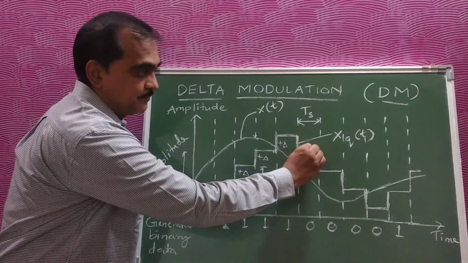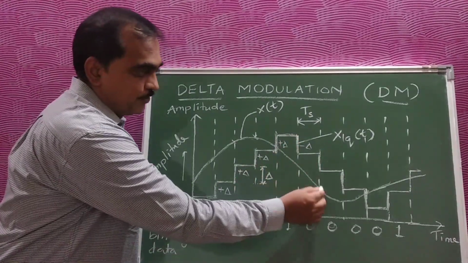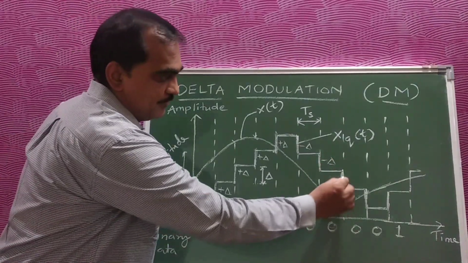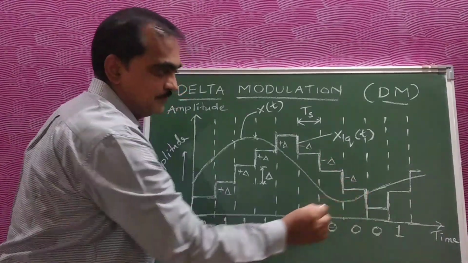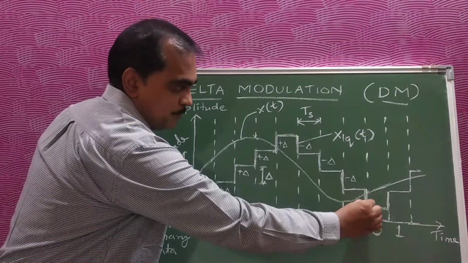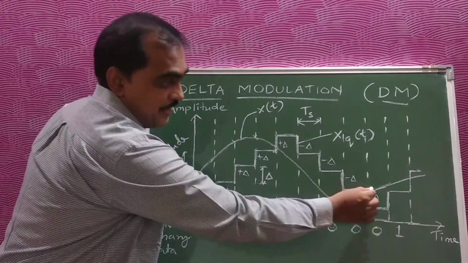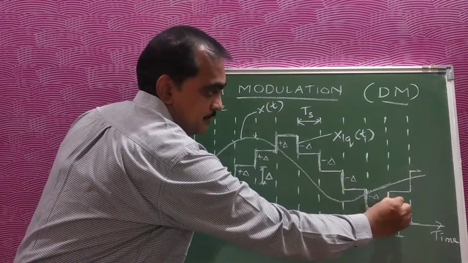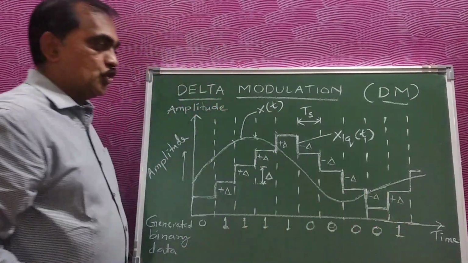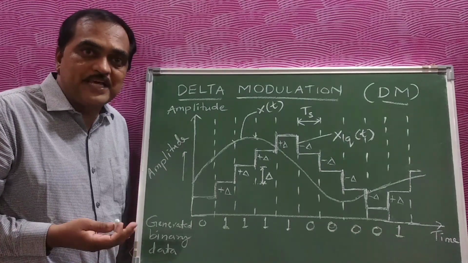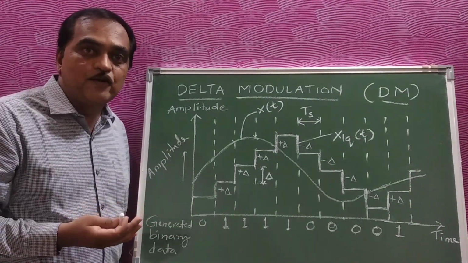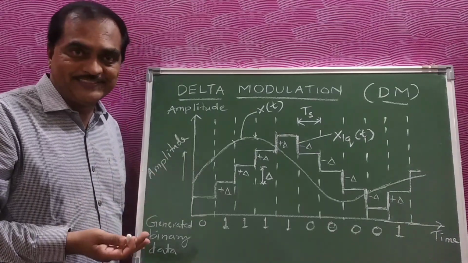This is minus delta. Again, the analog signal is here, you have to come down. This is minus delta. Again, you have to come down, minus delta. Again, come down, minus delta. Again, the analog signal has gone on top, so you have to rise. This is plus delta. So every time, the step will either go on top or come down, depending on whether the analog signal is above it or below it.